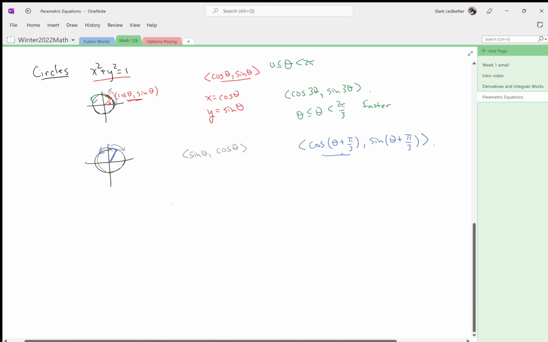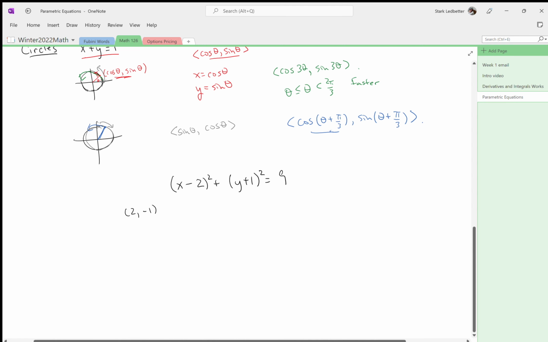So, let's go to the most general thing. Let's do x minus, no, let's not. Let's do an example first. (y plus 1) squared equals 9. This is a circle of radius 3 centered at the point (2, negative 1), if you remember your circle formula. Why is that? Because if I put in (2, negative 1), I get 0 on the left. So that's the center of the circle. And then 3 is the root of 9.